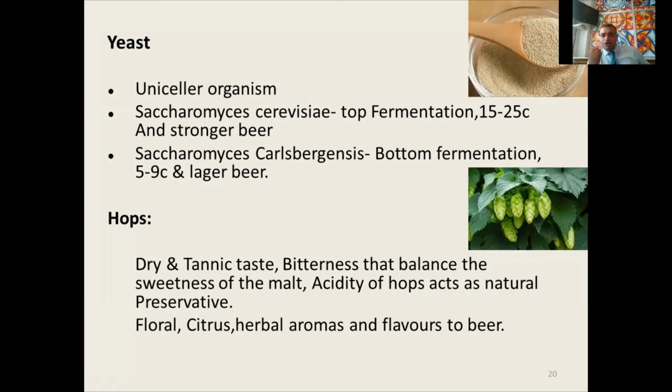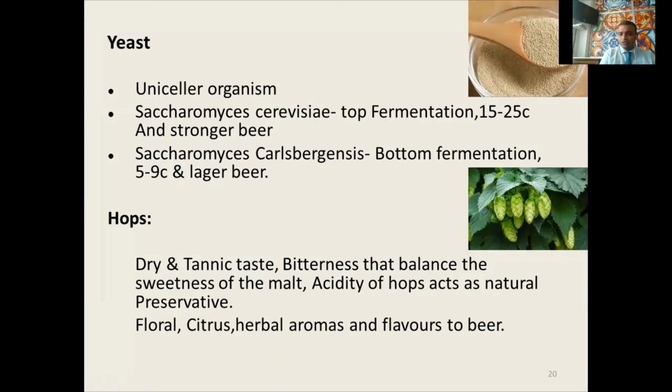I repeat, hops give three things. First, they act like a preservative. Second, they give the flavors. Third, they kill the sweetness of the malt and give the bitterness, which is basically dry. Dry is nothing but there is no sweetness in the beer. Some beers will be completely dry because of this. Hops give the bitterness to the beer.